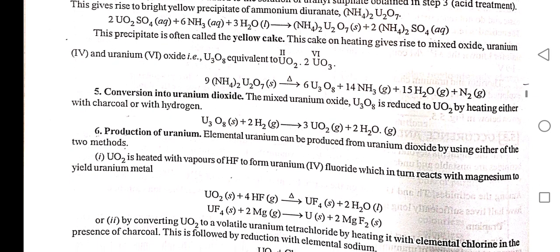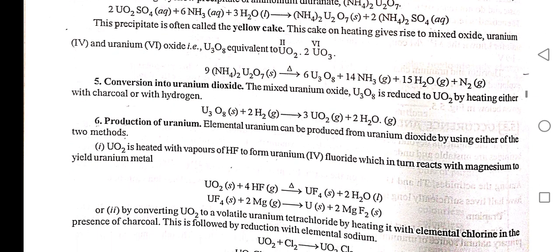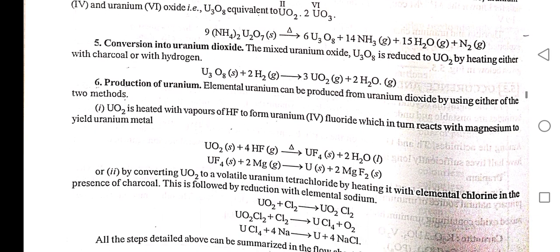Fifth, conversion into uranium dioxide. The mixed uranium oxide U3O8 is reduced to UO2 by heating either with charcoal or with hydrogen. Sixth, production of uranium.